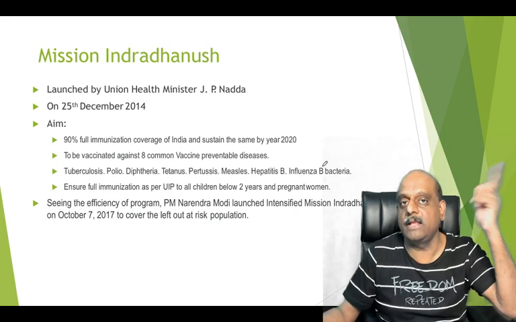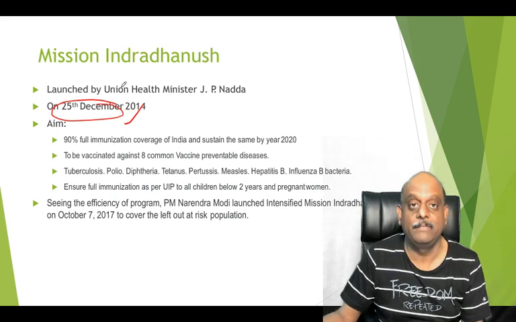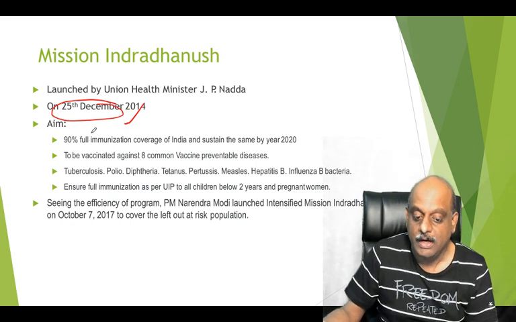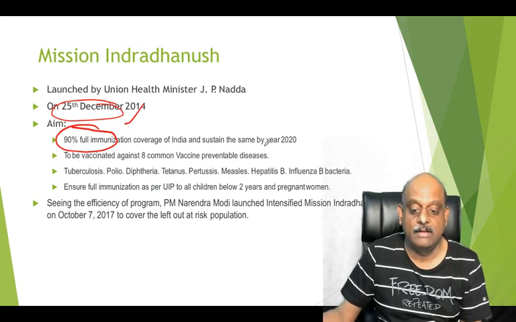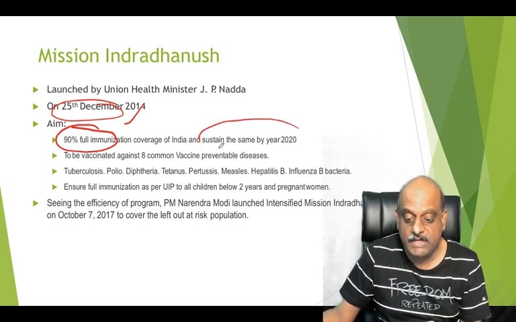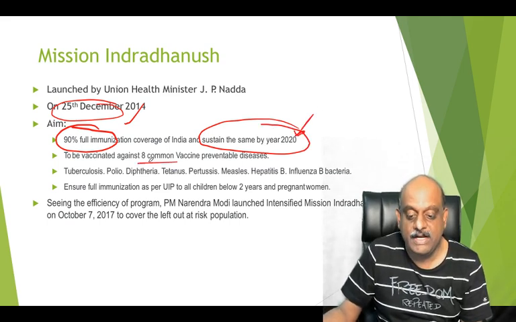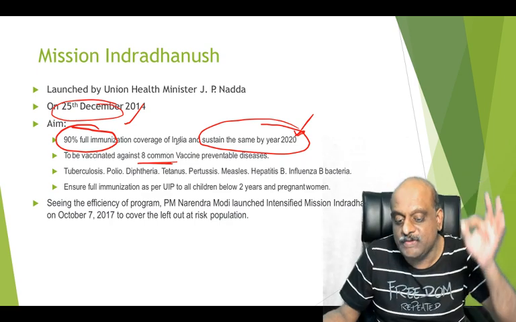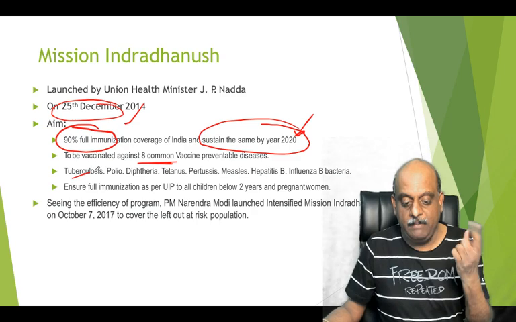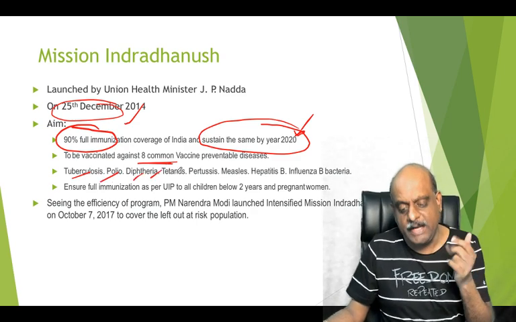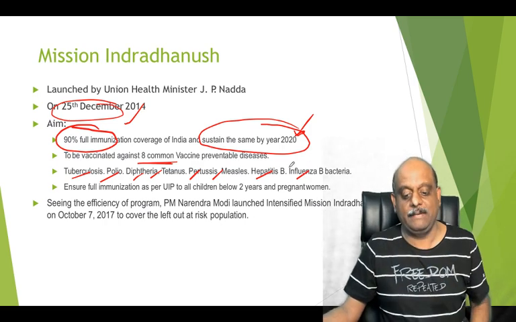So Mission Indradhanush was started on 25th December 2014. What is the main aim, doctor? 90% full immunization coverage of India and sustain the same by the year 2020. To vaccinate against 8 common vaccine preventable diseases. What are they? TB, polio, diphtheria, tetanus, pertussis, measles, hepatitis B, influenza A.